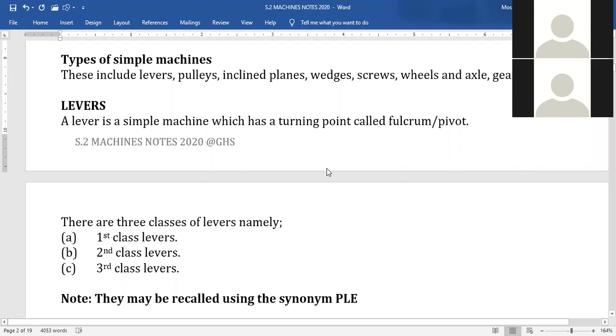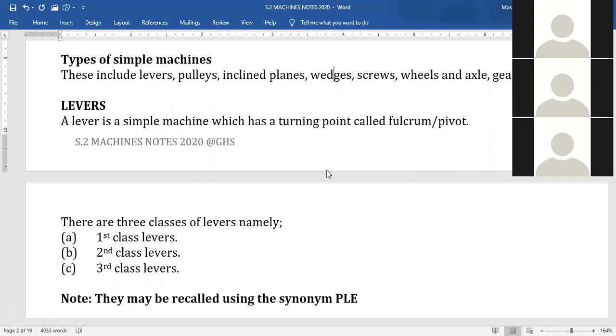Is that okay? Inclined planes connect. If you have a door that is always not closing properly, you get a piece of paper, fold it, and you put it between the door and the whatever. That is an example of a wedge. Do you understand now what wedges are?